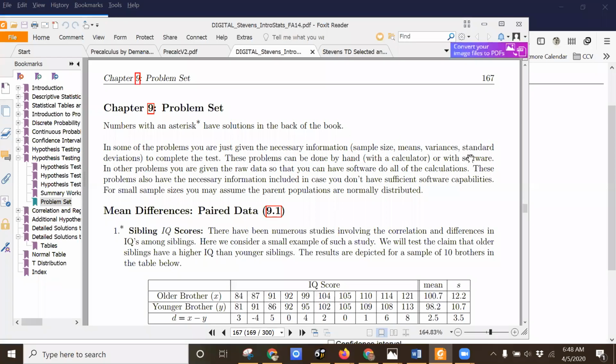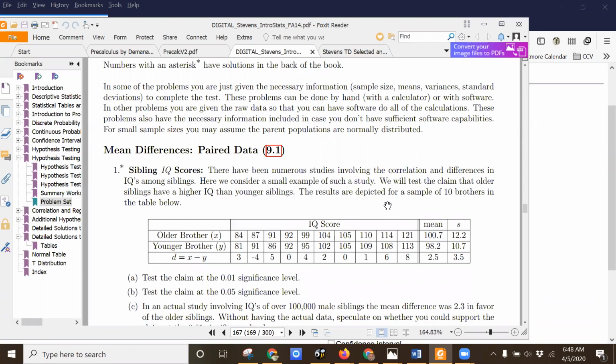Okay, so for this question, it's a paired difference question. They told me that it is, but if I didn't know this, what I've got to pay attention to is where this is coming from. I've got an older brother and a younger brother. So those are groups from the same family.